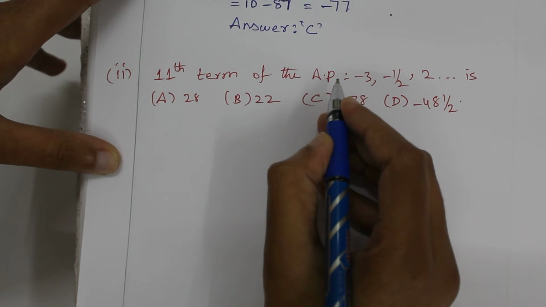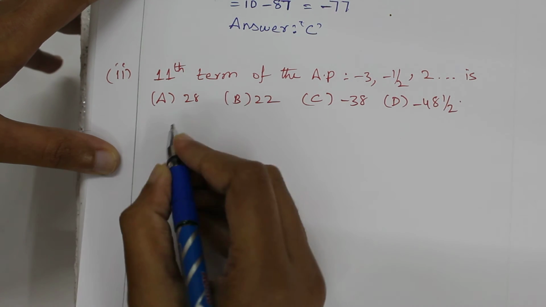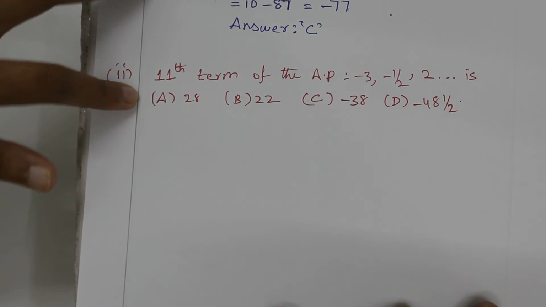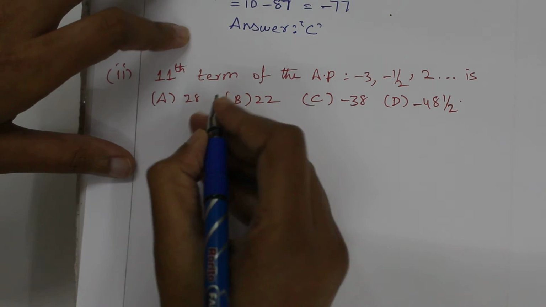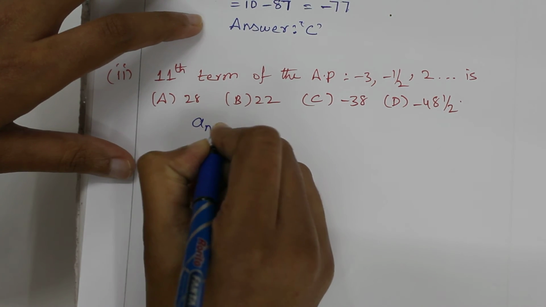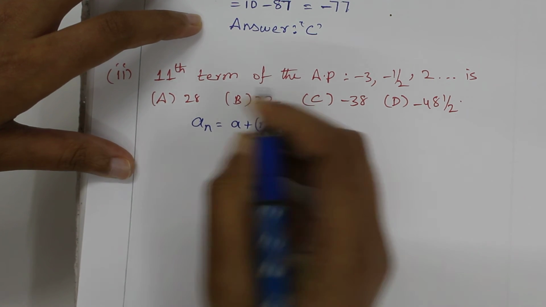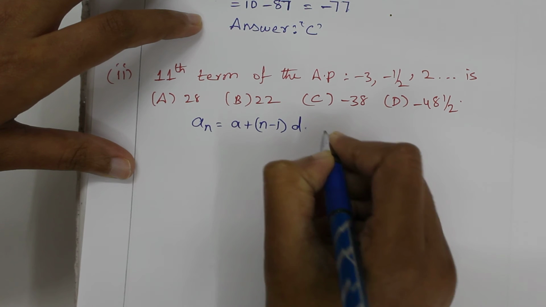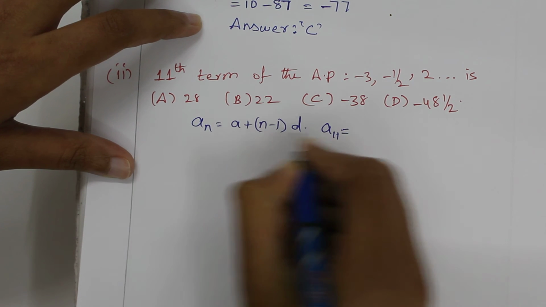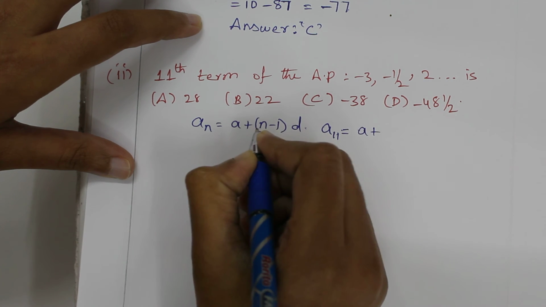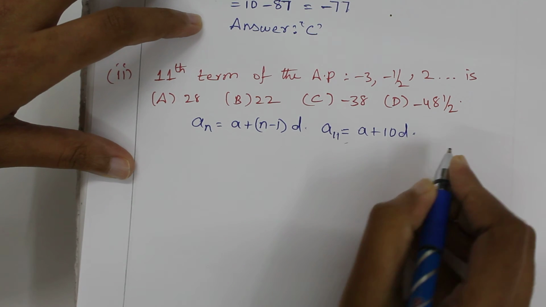The 11th term of the AP minus 3 minus half 2 and so on is. So this is similar to the previous question we have solved, but he is asking for 11th term. So we know that nth term of the AP is a plus n minus 1 into d. Now a11 becomes a plus 11 minus 1 is 10, 10 into d, a plus 10d. a11 becomes a plus 10d.